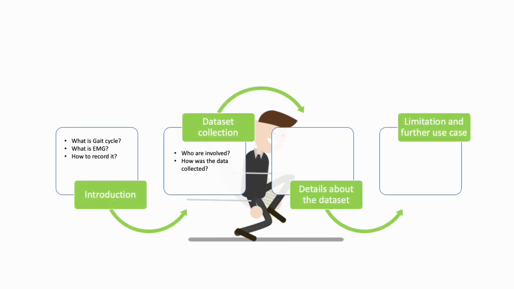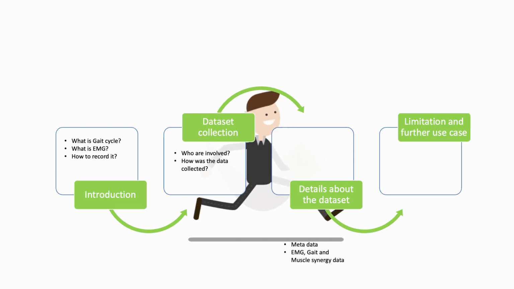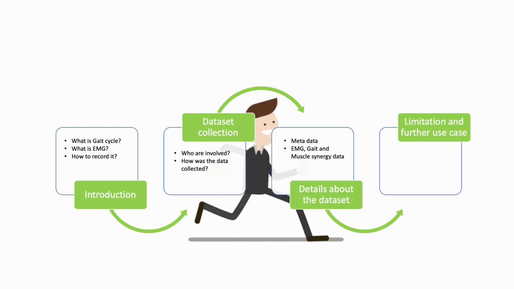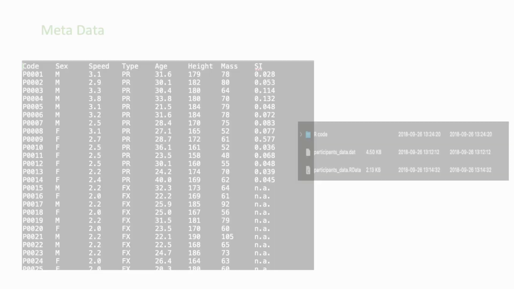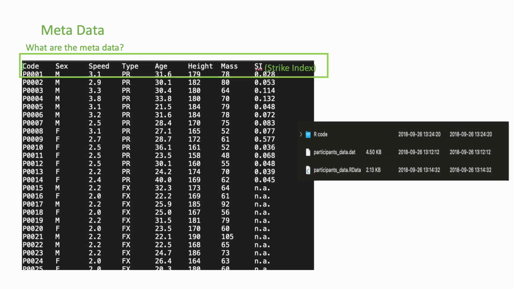Now we will look into the details about the dataset provided, which will include the metadata, gait cycle data, EMG data, and muscle synergy data. Metadata gives background information about the dataset. Here 8 different information is provided. First column is the code of participant, followed by sex, speed of recording, type at which the participants ran, which is either preferred or fixed, age, height, body mass, and strike index.